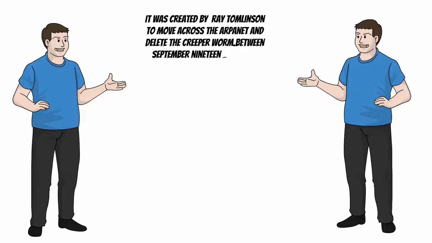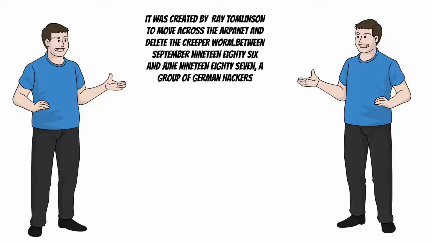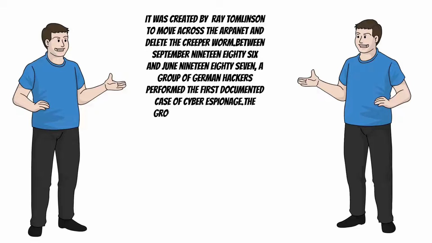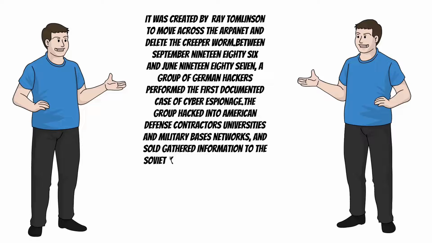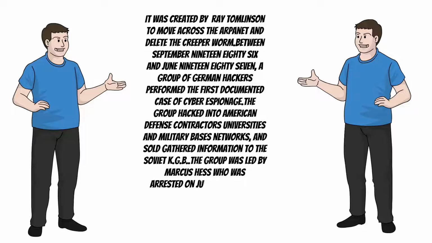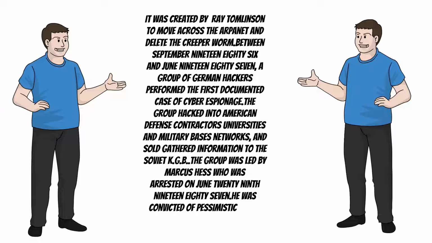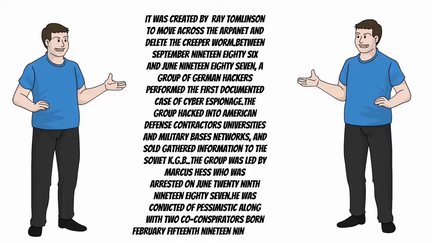Between September 1986 and June 1987, a group of German hackers performed the first documented case of cyber espionage. The group hacked into American defense contractors, universities, and military bases networks and sold gathered information to the Soviet KGB. The group was led by Marcus Hess, who was arrested on June 29, 1987. He was convicted of espionage, along with two co-conspirators, on February 15, 1990.